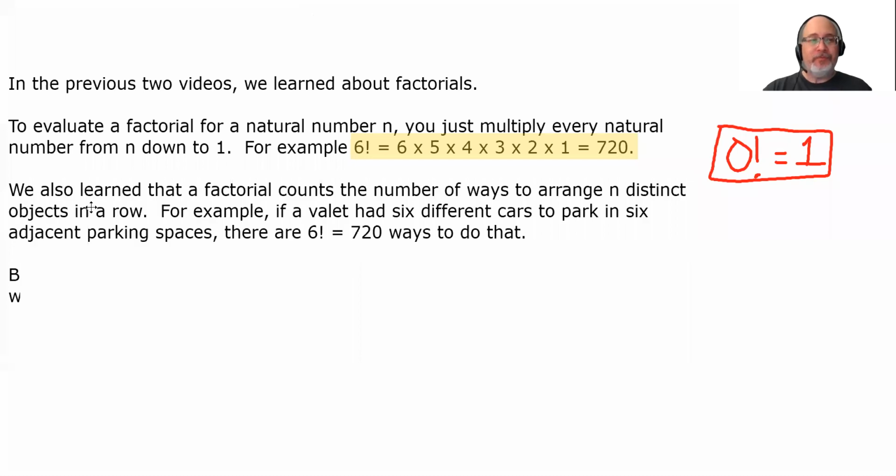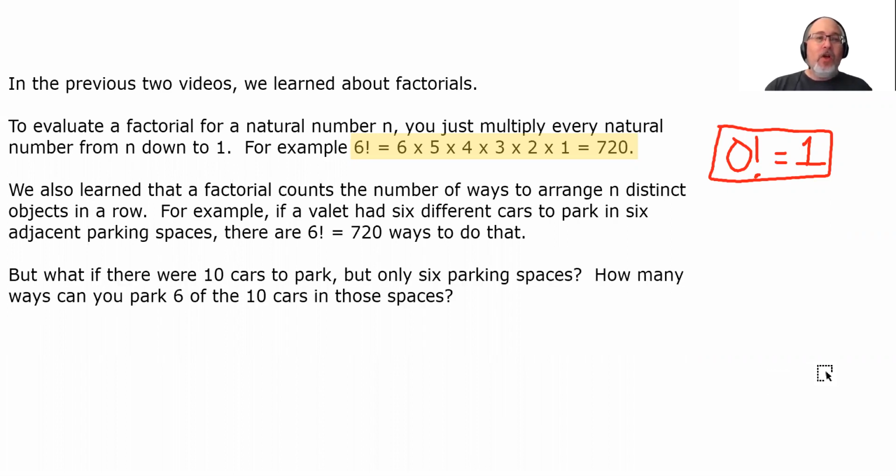We also learned that a factorial counts the number of ways to arrange n distinct objects in a row. For example, if a valet had 6 different cars to park in 6 adjacent parking spaces, there are 6 factorial, which equals 720 ways to do that. But what if there were 10 cars to park, but only 6 parking spaces? How many ways can you park 6 of the 10 cars in those spaces?